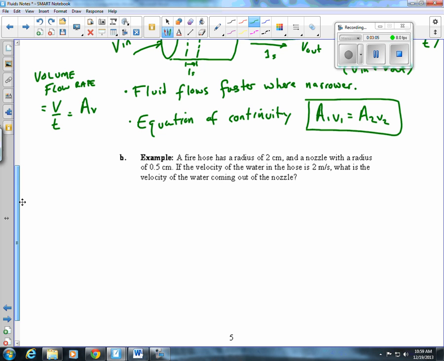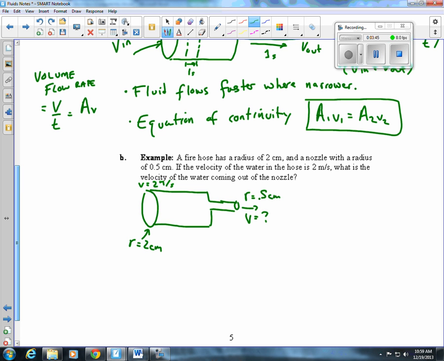Now, here's an example. Fire hose has a radius of 2 centimeters and a nozzle with a radius of 0.5. The velocity of the water going in the hose is 2. What's the velocity coming out? So I'm going to sketch this. Okay, you have the wider hose going down to the narrower nozzle. Here the radius is 0.5 centimeters. Here the radius is 2 centimeters. We know the velocity here is equal to 2 meters per second. And we want to know what the velocity over here is.